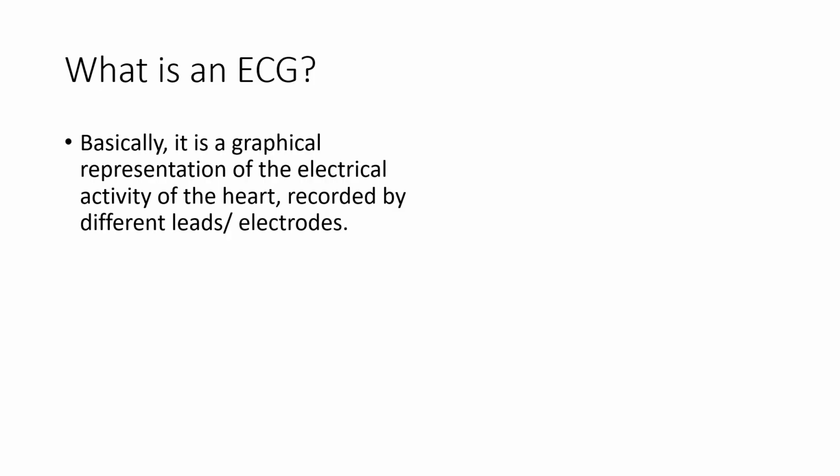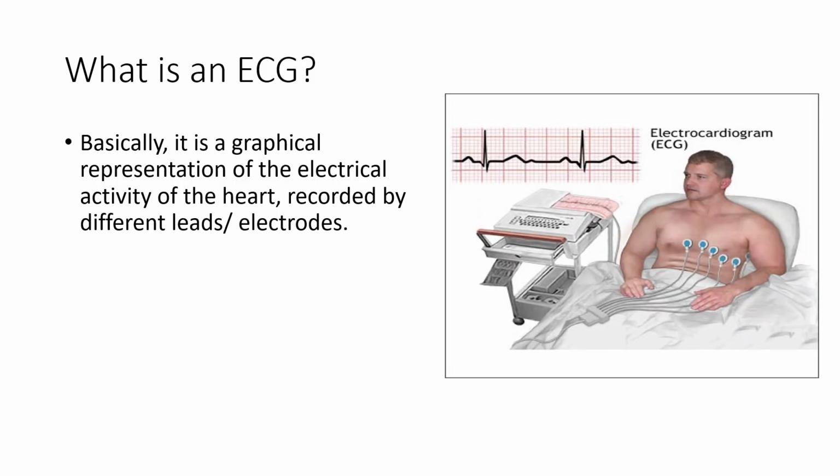What is an ECG? Basically, it is a graphical representation of the electrical activity of the heart recorded by different leads or electrodes. Here is a picture, and how many leads? 12 leads: 6 chest leads and 6 limb leads, with 4 limb electrodes.